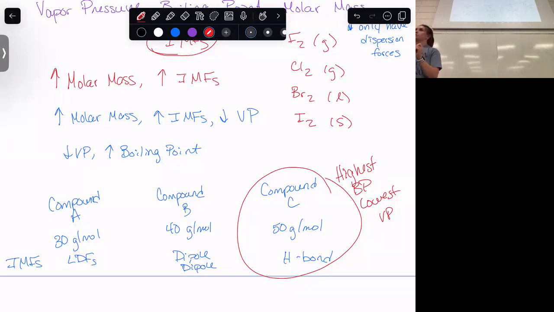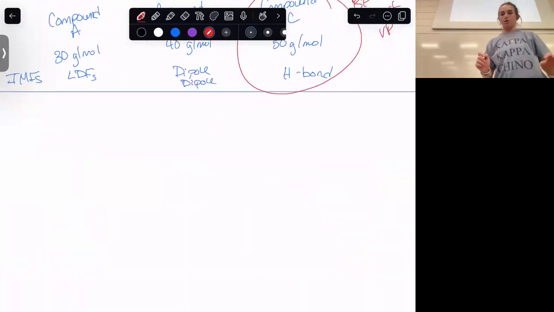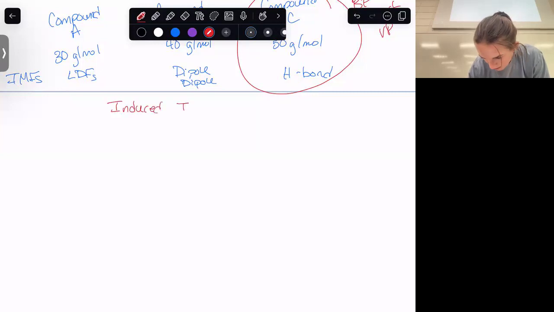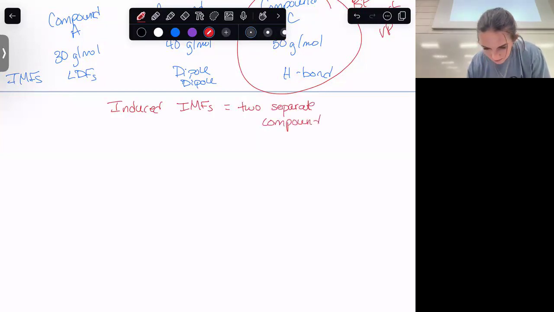Okay, what other questions do we have? What's the difference between dipole-dipole, dispersion forces, dipole-induced dipole, and induced dipole-induced dipole? Good. So whenever we have the word induced dipole, that means that we have two separate compounds. We could have something like an ion-induced dipole, and this means that we could take fluorine, which is usually just regular old dispersion forces, nonpolar.